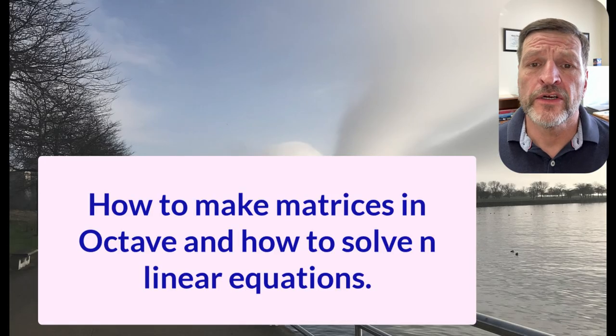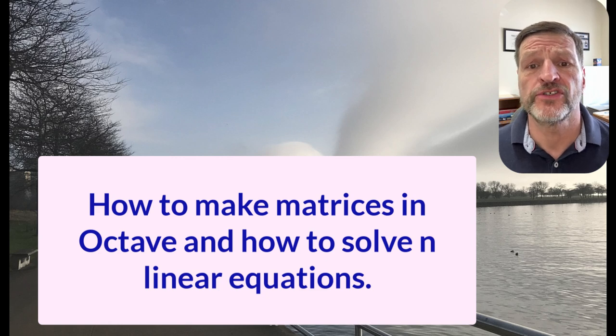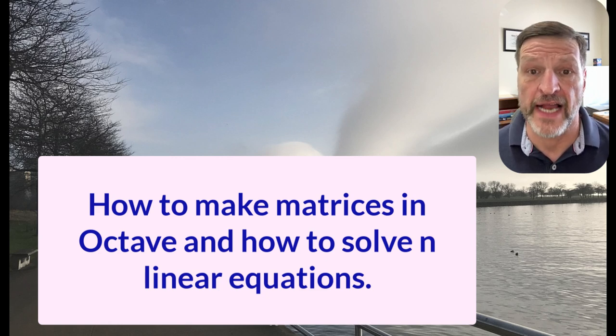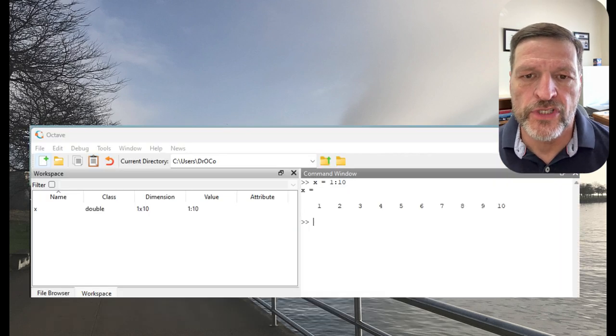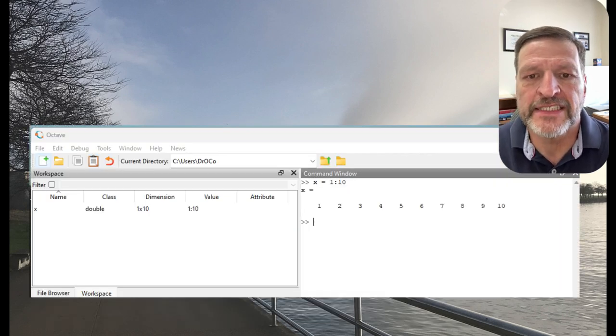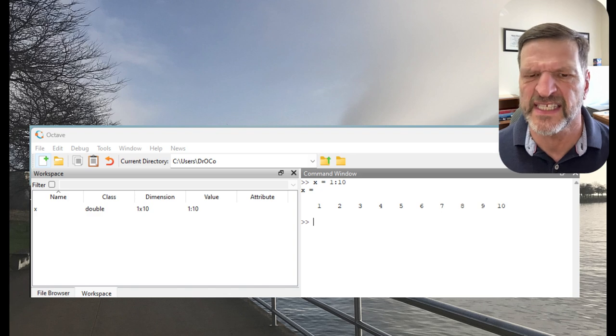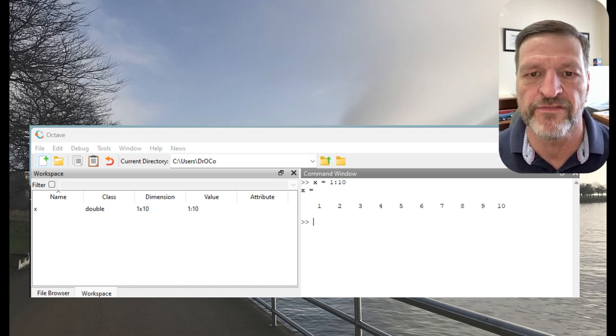In this video, we learn more about how to make vectors and matrices in Octave and also MATLAB. I just opened up Octave, and I'm going to make an array x. X equals 1 colon 10. That means go from 1 to 10, stepping by 1. Stepping by 1 is the default.